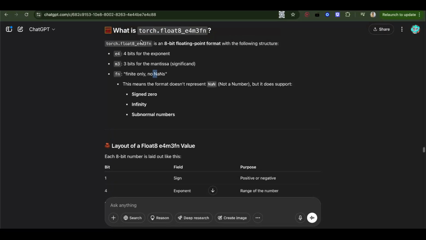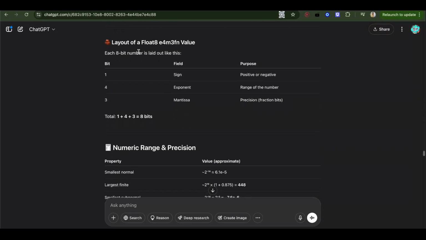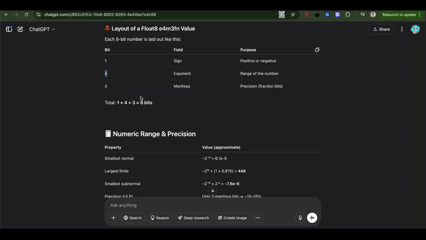Now, what is mantissa and what is exponent? If we scroll down, we see we got 1 bit for sign, so it determines if it's a positive or negative number, 4 for exponent, 3 for mantissa. Naturally, if this was a 16-bit model, then you would have more bits for exponent and mantissa, which would let you represent the number more accurately. But this saves memory, and this lower precision is good for matrix multiplication and is precise enough for LLMs like DeepSeek V3.